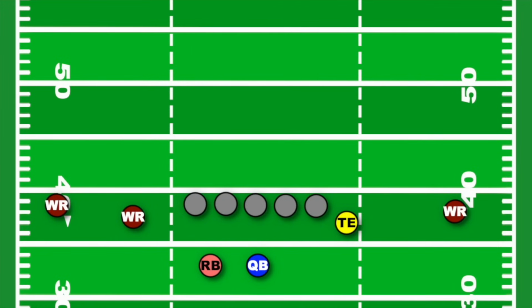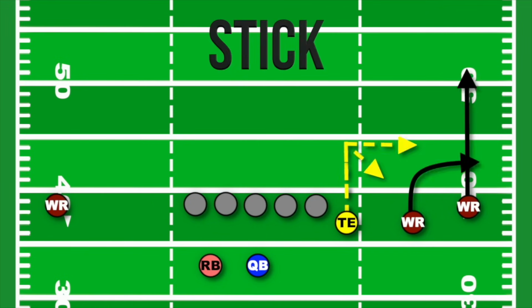Routes are usually packaged together into passing concepts that work well against different coverages. A lot of times you'll have a concept that's good against man on one side and one that's good against zone on the other. Stick is a 3-receiver concept where one receiver runs to the flat and another runs vertical, stretching the defense in both directions. The number 3 receiver runs a stick route, which is an option route that's either a quick hitch against zone coverage or a quick out against man.